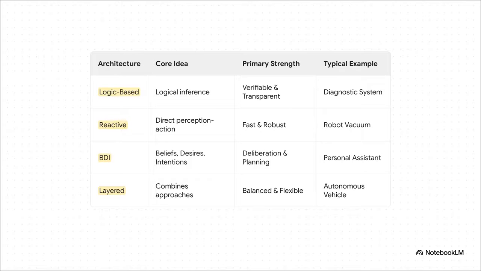So here you can see it all laid out side by side. The logic-based librarian gives you that transparent, verifiable thinking for a diagnostic system. The reactive athlete gives you the raw speed and toughness for a robot vacuum. The BDI strategist gives you that deep, deliberative planning for a personal assistant. And that layered model, our team captain, that's what you use when you need it all. Think about a self-driving car. It needs the lightning-fast reflexes of an athlete to slam on the brakes, but it also needs the long-term planning of a strategist to navigate across town.